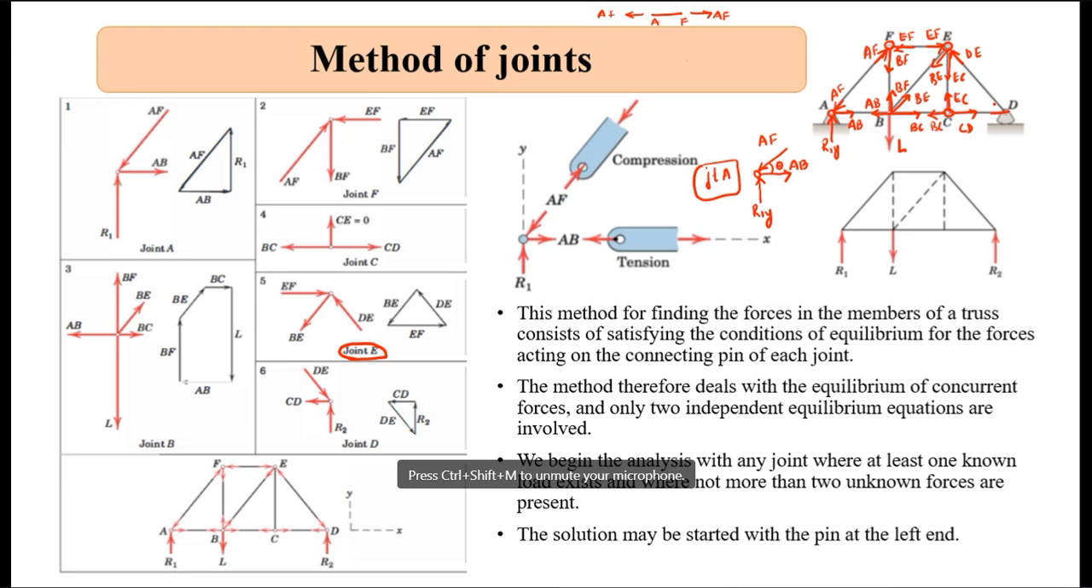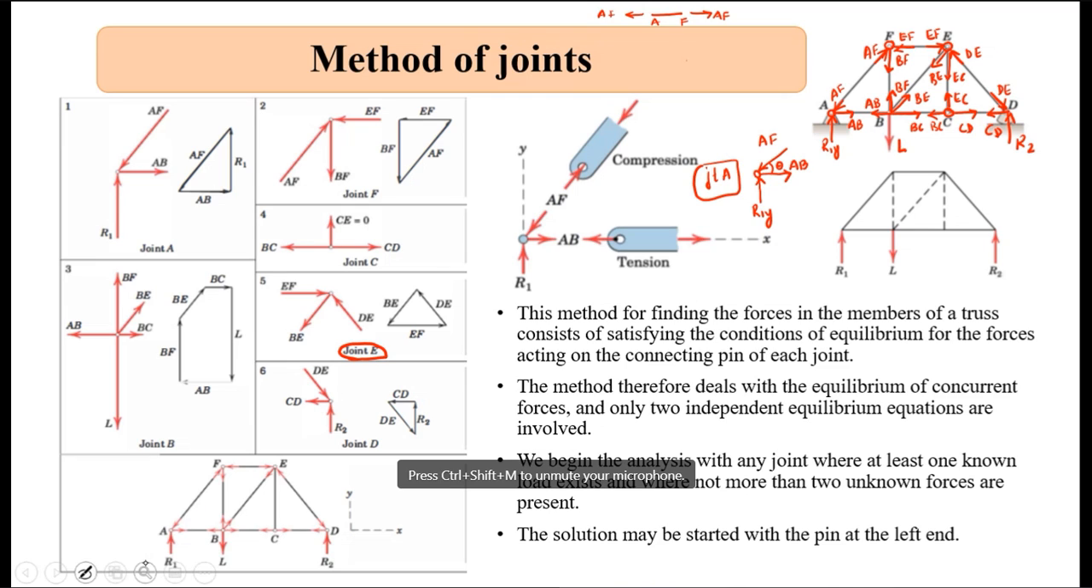So here I will be having CD. Here I have R2, and along this direction I should be having DE. So in this manner, I will move on to each and every joint and I can find out the force in each member. Is it clear to you? Yes, sir.